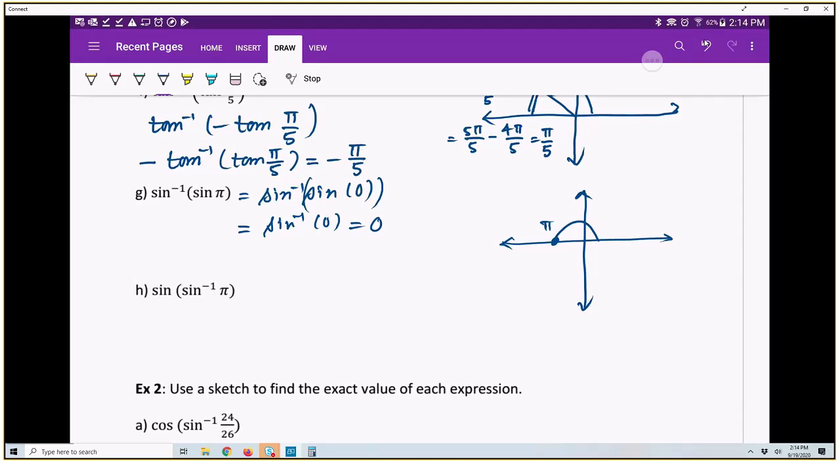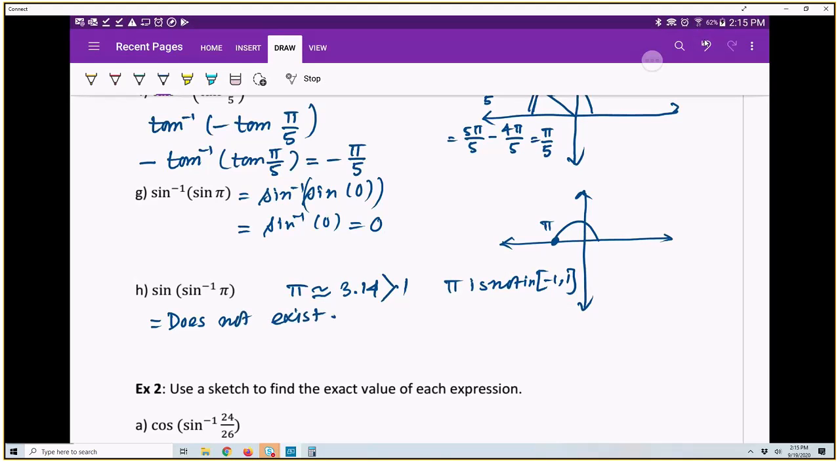Sine of sine inverse of pi. So before we cancel sine and sine inverse, we need to make sure whether pi is in between negative 1 and 1. But remember, pi is approximately equal to 3.14, so that's greater than 1. So I get to say pi is not in the domain negative 1 to 1. So this value does not exist.